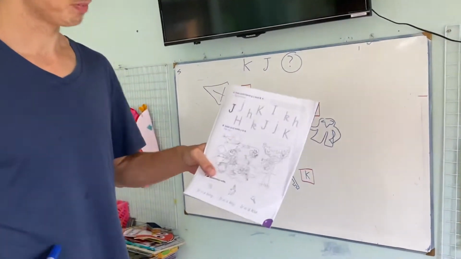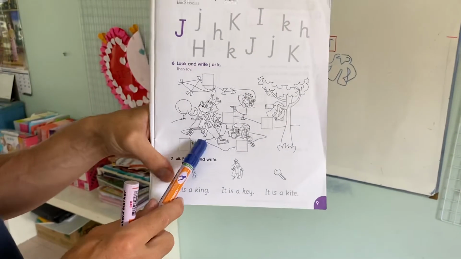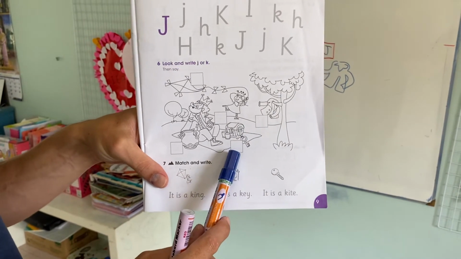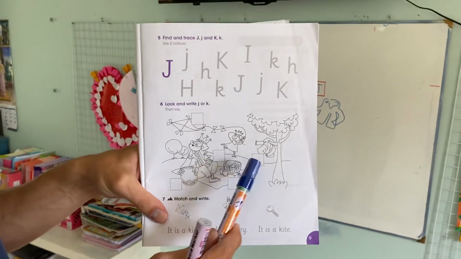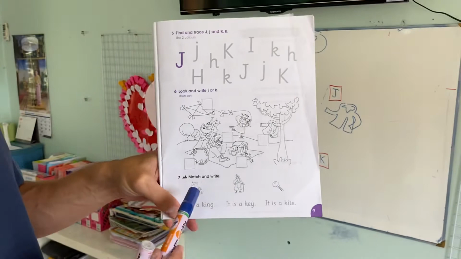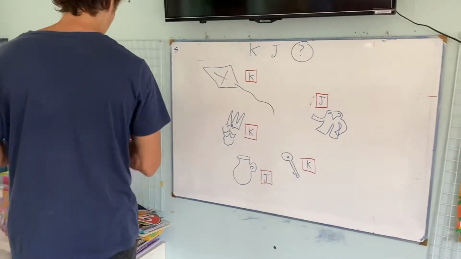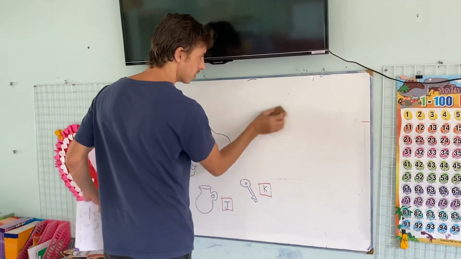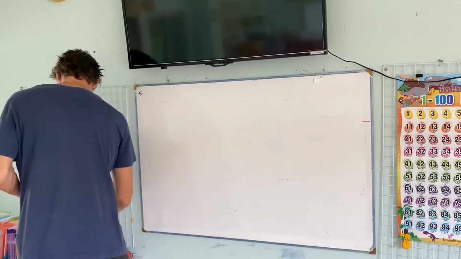So that's that one. So we have kite, K, jug, J, key, K, king, K, jacket, J. The last one is match and write. You have to make a line to the correct one, okay? So for example, match and write.